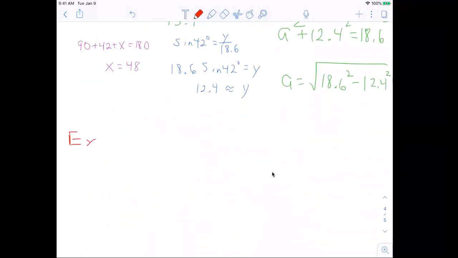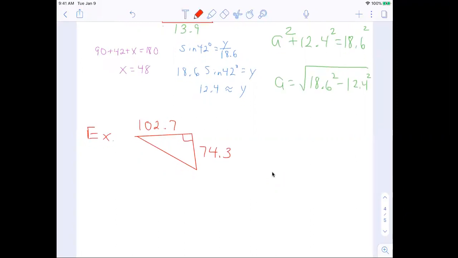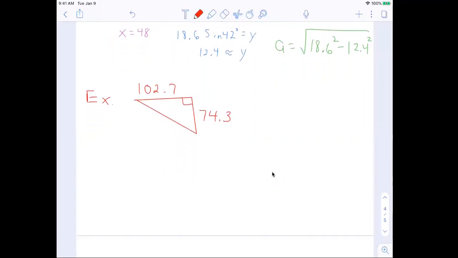So for my next example, I'm going to be given two sides. So if this is my right triangle, and let's say my right angle is here, and let's make that side 102.7, and let's make this side 74.3. Okay, first thing I could do is Pythagorean theorem, 102.7 squared plus 74.3 squared equals c squared.